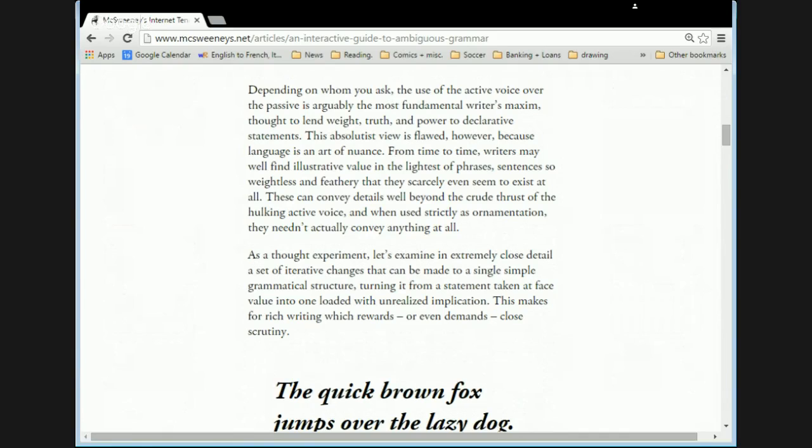Hulking is really big and strong, kind of brute. If you think of the Hulk, that's where we get hulking. Well, that's where the Hulk comes from. It's from hulking, not the other way around.